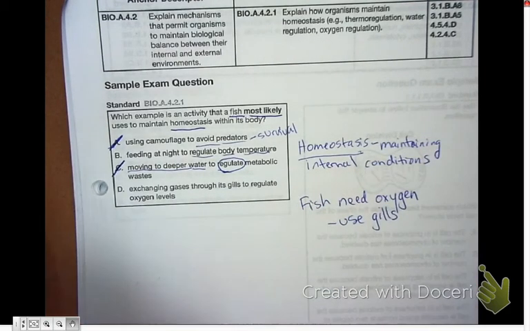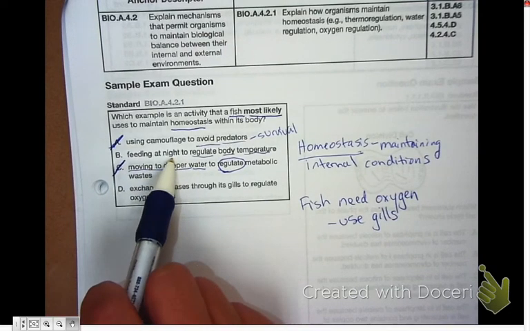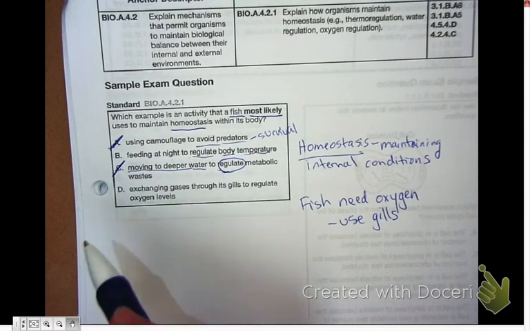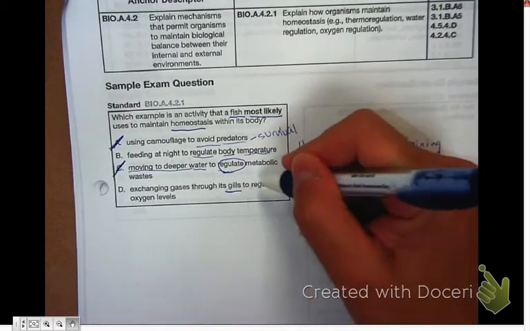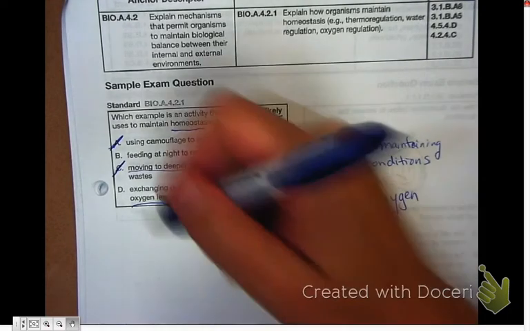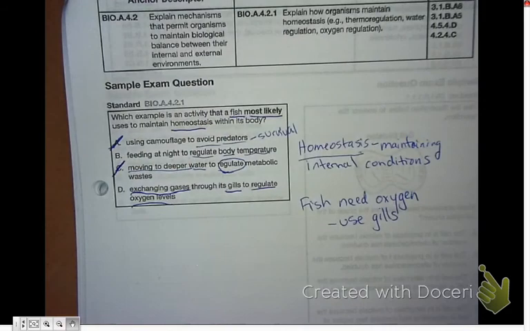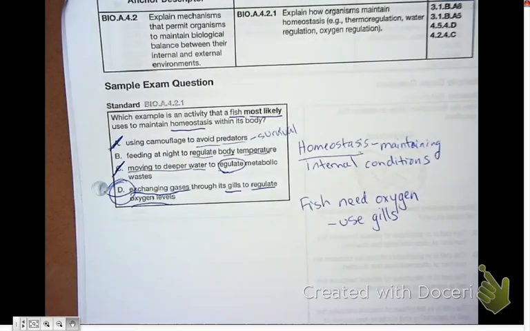So the word regulate, again, is in B, but do we know that all fish feed at night? And I would say, go out on a limb and say, probably not, but do we know for sure? We don't. But with D, do we know that all fish use gills to regulate their oxygen levels and to get rid of CO2, right? Because exchanging gases. We know that fish do that. So our best answer is D. So D is your correct answer.